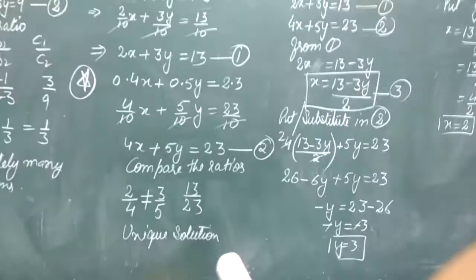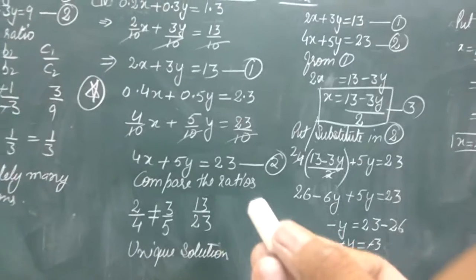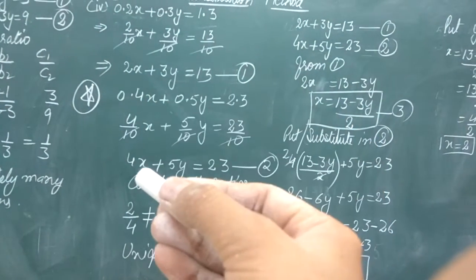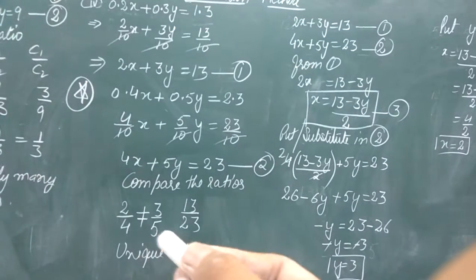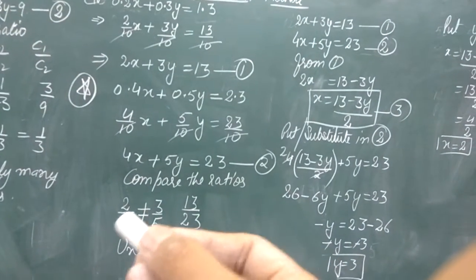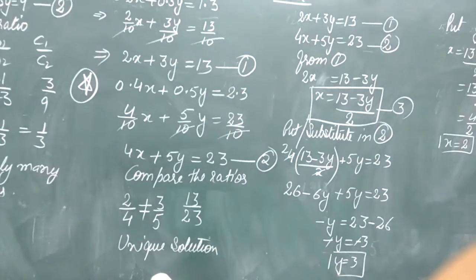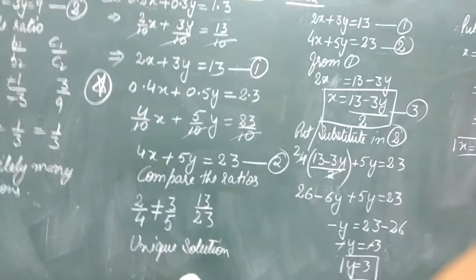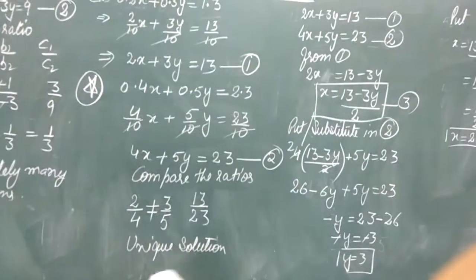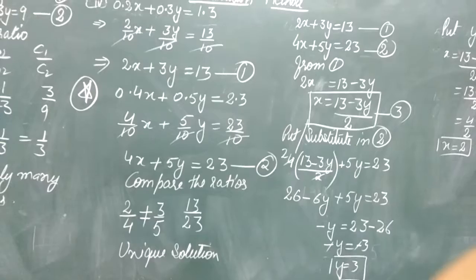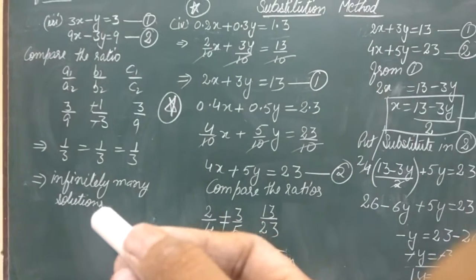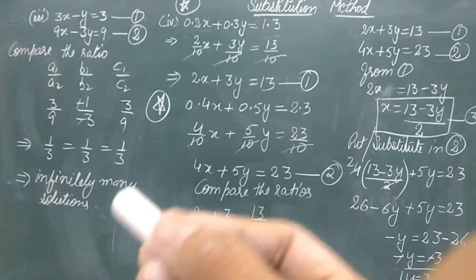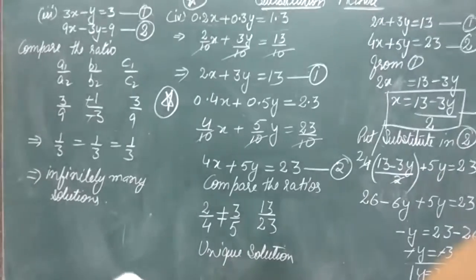Now let us compare the ratios in this question also. 2 by 4, A1 by A2, 3 by 5, B1 by B2. See, we convert it to simplest form, then also they are not equal. That means unique solution. So dear students, you will solve only for unique solution, remember. Otherwise, what will happen in case of these things? You do not get x or y to find its value.